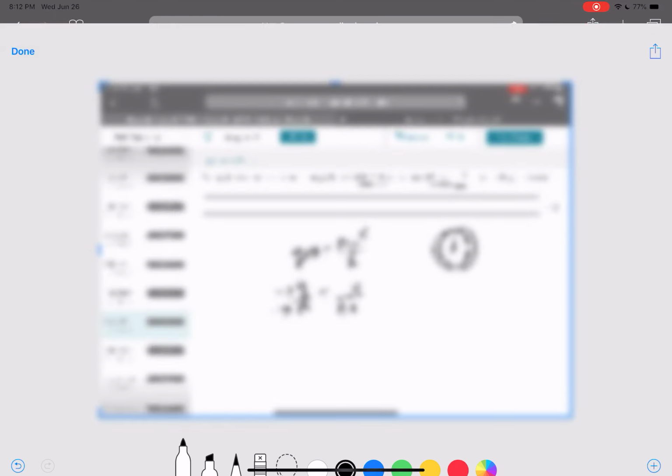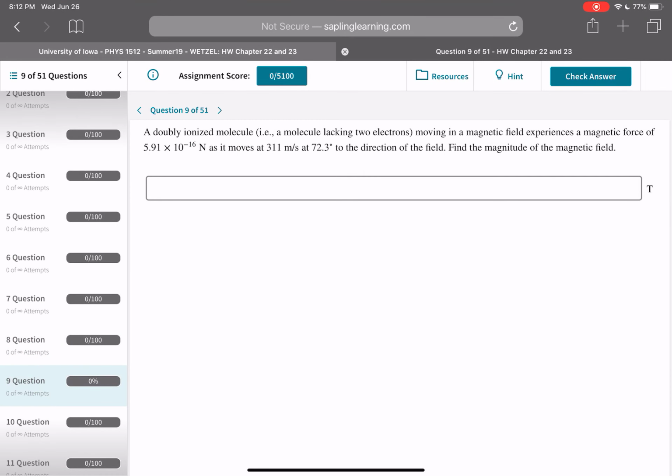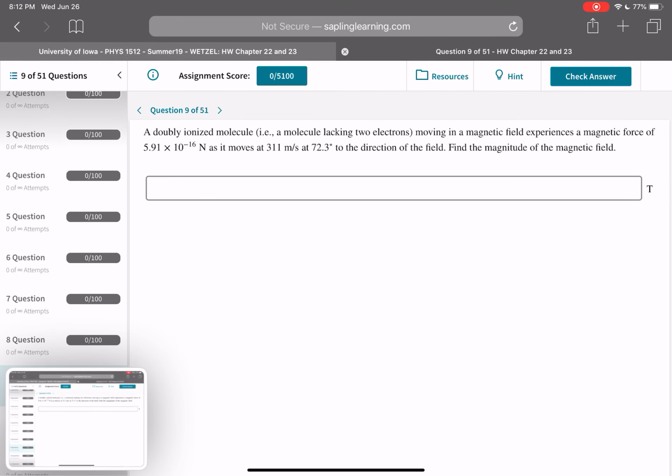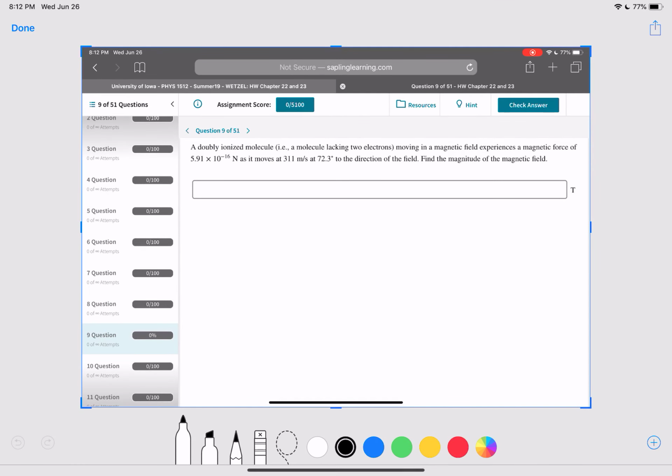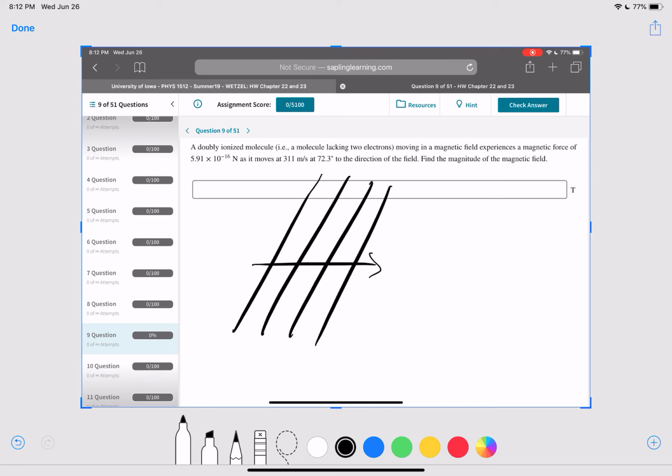Okay, 8, 9. A doubly ionized molecule moving in a magnetic field experiences a magnetic force of some newtons as it moves at 311 meters per second at some angle to the magnetic field. Find the magnitude of the magnetic field. So we've got a charged particle moving in a magnetic field. It's going 311 meters per second, and if we imagine the magnetic field here, the angle between them is 72.3 degrees. So find the magnitude of the magnetic field.